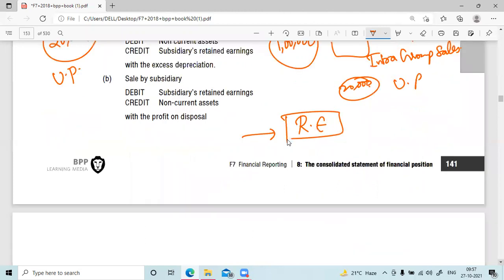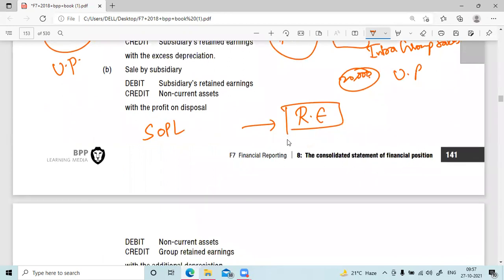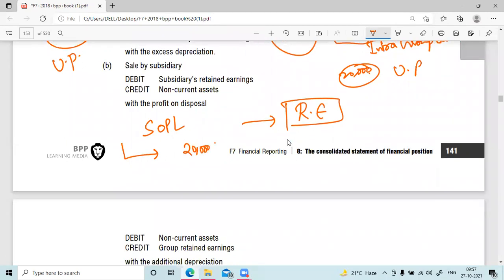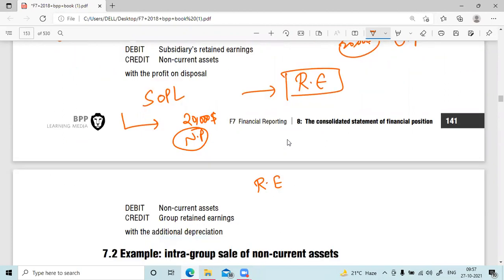From retained earnings. See, this is the statement of profit or loss. Whatever the profit on sale of asset, definitely would have been shown in the statement of profit or loss. That profit on sale of asset, which is $20,000, is definitely included in your net profit. This net profit has again been transferred to retained earnings. And in this retained earnings, the 20,000 balance is nothing but the balance of this transaction between parent and subsidiary. This 20,000 is the profit which has been created in a transaction between parent and subsidiary, which was nothing but the sale of land. Correct or wrong? All of you, yes or no?